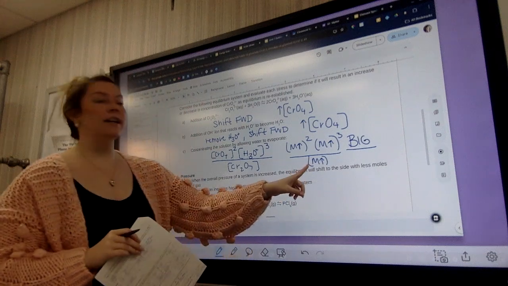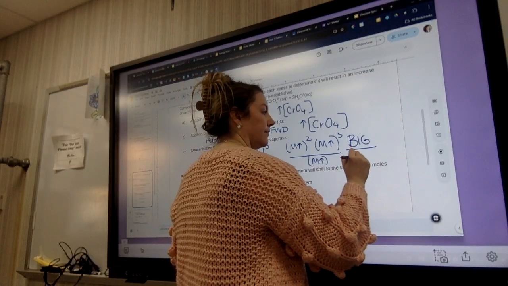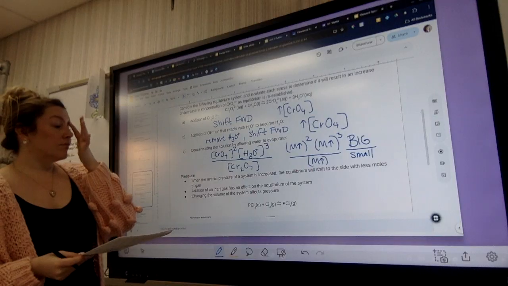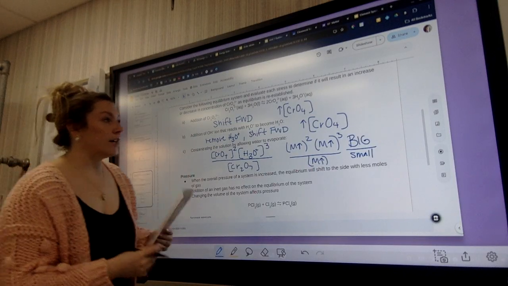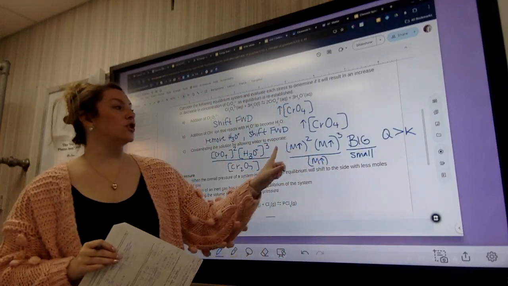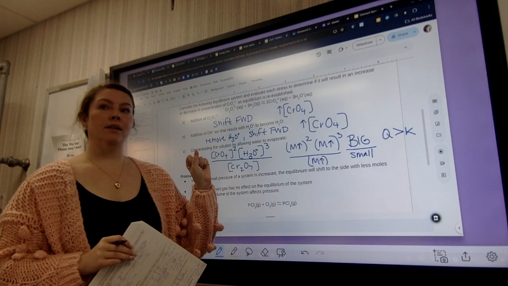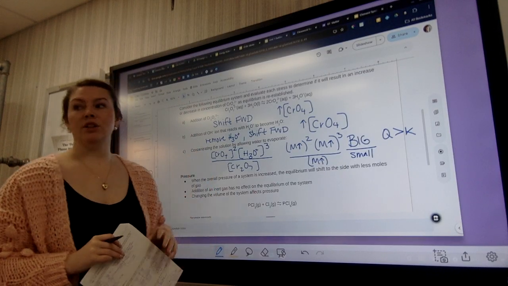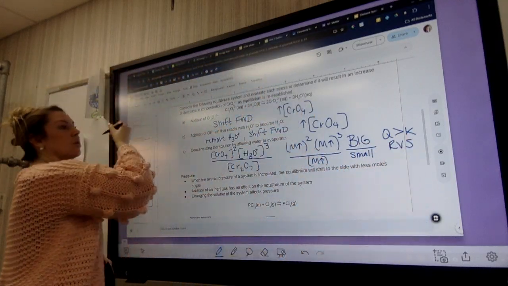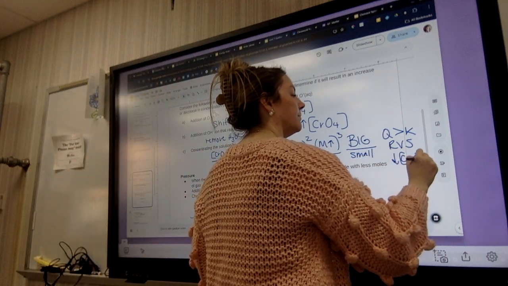Okay? This didn't increase by much. So this increased, but not by much. So it's small, but not terribly small. So overall, my Q value is going to be greater than my K value because this increased by so much. So because Q is bigger than K, it means it went too far. So which direction? Reverse. Okay, so if we go reverse, we're shifting away from the CrO4, so my concentration of CrO4 is decreasing.